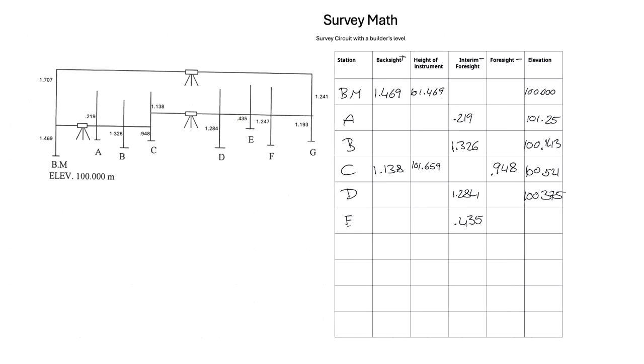101.659 minus 0.435 gets us 101.224. And one more, we've got F, one more interim foresight, 1.435, 1.247. And same thing again, it's just repetitive, but you have to continue to pay attention so you don't do anything wrong and lose points in silly ways. Height of instrument minus our reading gets us the elevation for F.